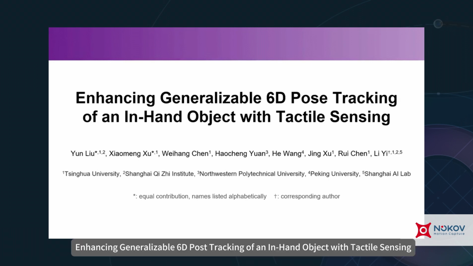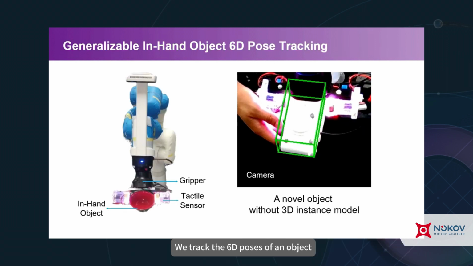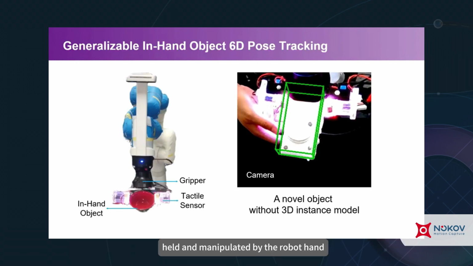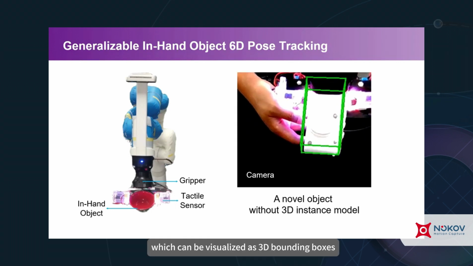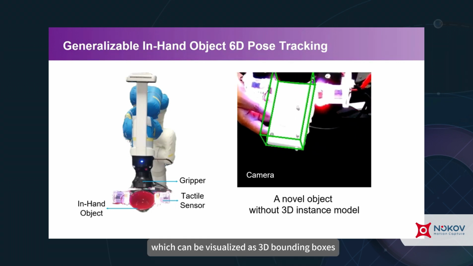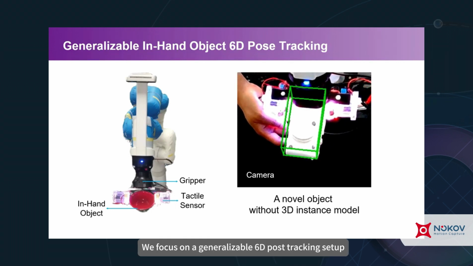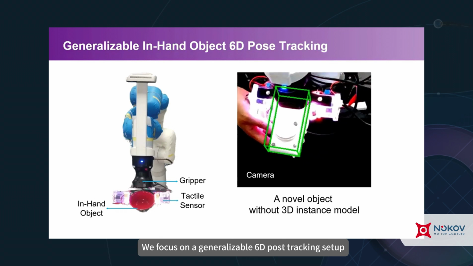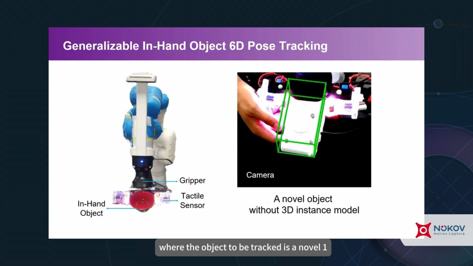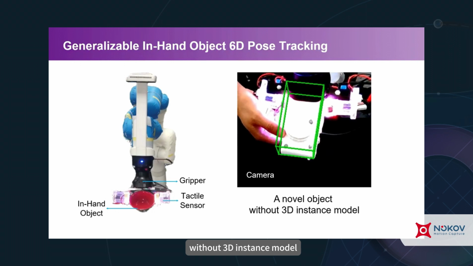Our work is enhancing generalizable 6D pose tracking of an in-hand object with tactile sensing. We track the 6D poses of an object held and manipulated by the robot hand, which can be visualized as 3D bounding boxes. We focus on a generalizable 6D pose tracking setup, where the object to be tracked is a novel one without a 3D instance model given.